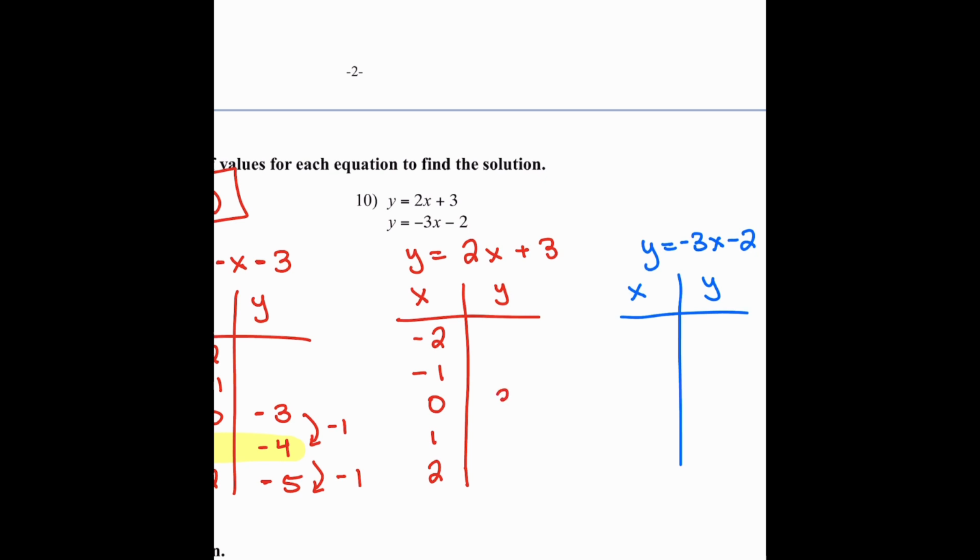My y-intercept is 3, and so that's the value where x is 0. And my slope of 2 tells me that I'm going to be adding 2 each time. So 3 plus 2 is 5, 5 plus 2 is 7. And to go backwards, I need to subtract 2. So 3 minus 2 is 1, and 1 minus 2 is negative 1.